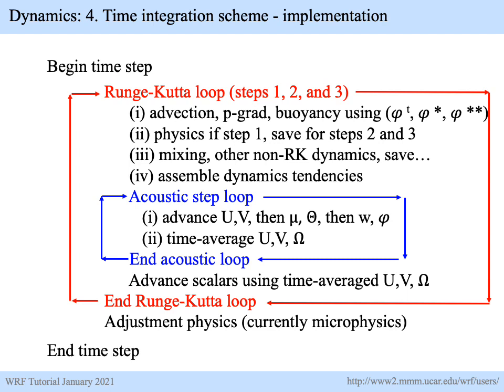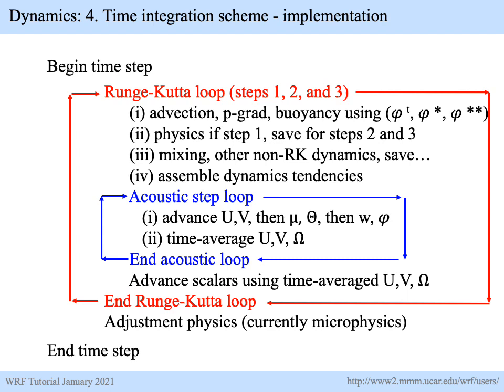The next thing that happens on the first Runge-Kutta step is it computes all the physics forcing tendencies. It only computes them once and saves them for use in the second and third steps. The physics are expensive, and for forward in time integration, that one computation is sufficient for accuracy of the solver. Then mixing terms and other non-RK dynamics terms are computed and saved. Then they're assembled, and then we start the acoustic steps.